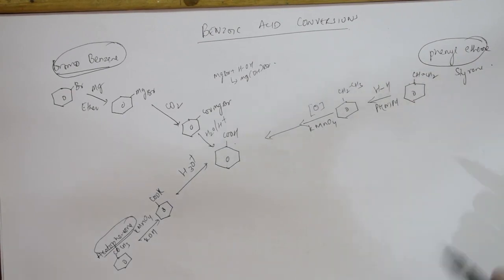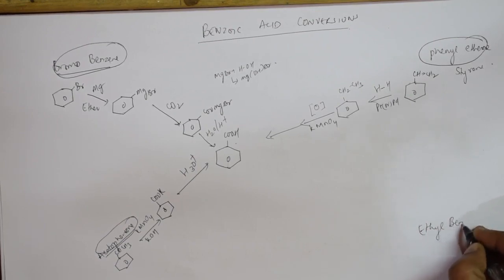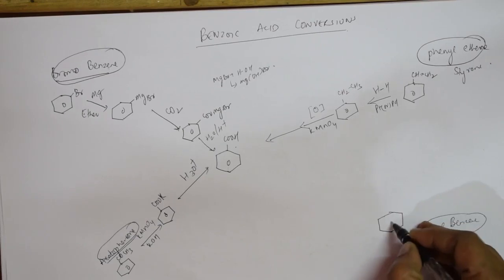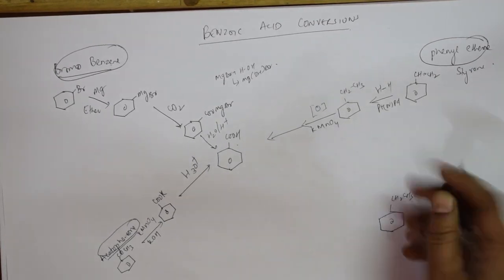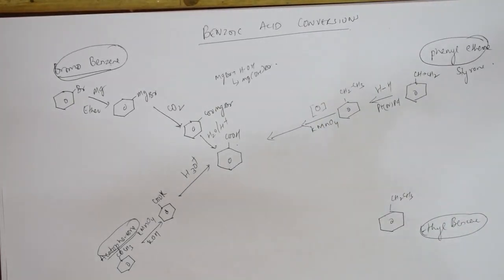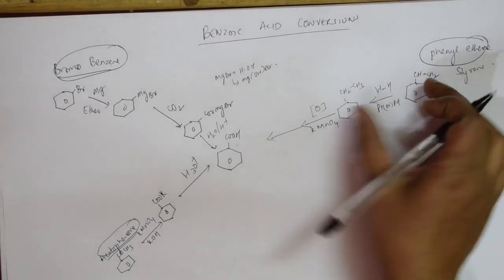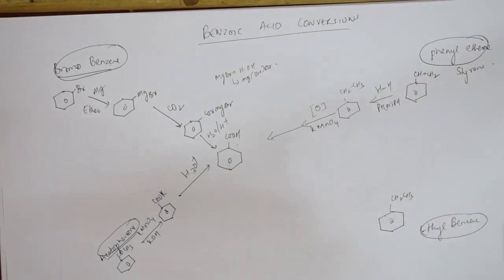Now let me convert, if they give you, ethyl benzene to benzoic acid. Ethyl benzene, what is the formula? Ethyl benzene is basically this thing, CH2, CH3. Now I'm trying to follow this step. So in the exam, this is one type of conversion. The second, from this to this, is one more type of conversion.